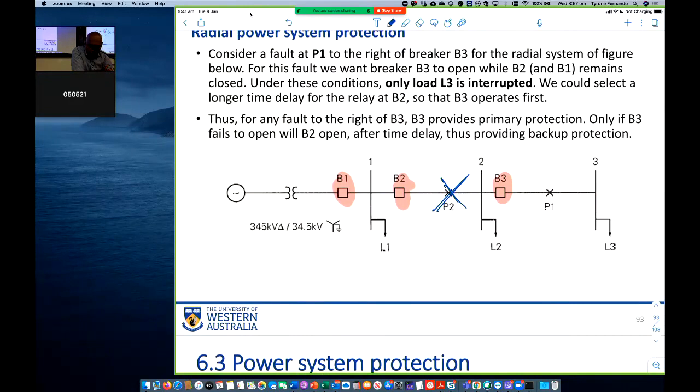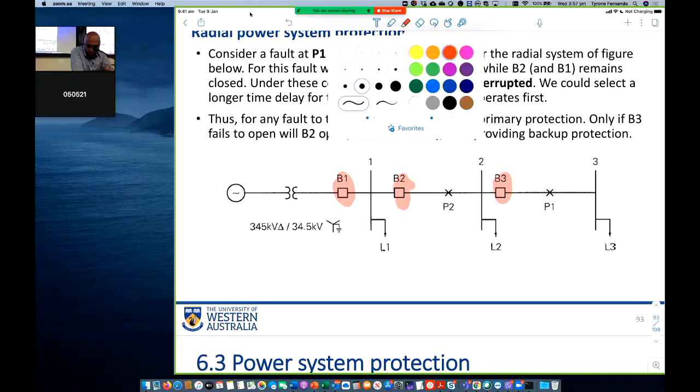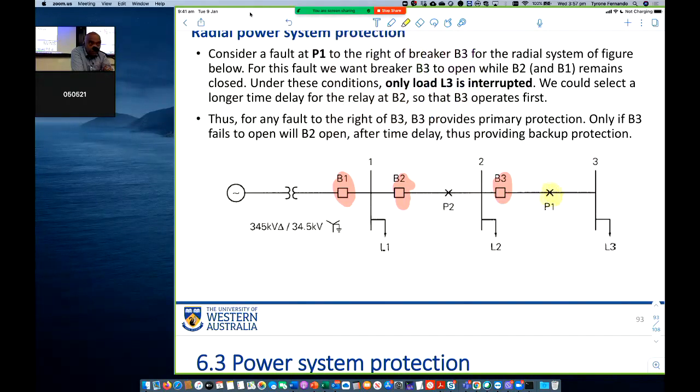So consider fault P1 to the right of the circuit breaker. Okay, we are talking about P1. Say our fault is at P1, right? If the fault is at P1, we only want to operate the circuit breaker B3. It's preferable, because then we will only lose load 3. We still have load 2 and load 1 operating, supplying power to load 1 and load 2.